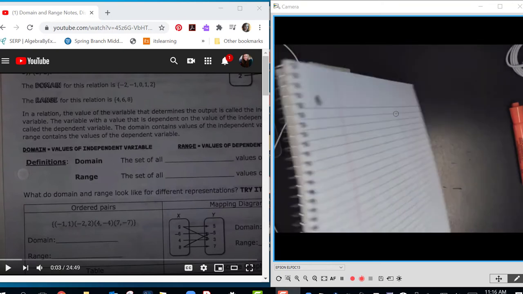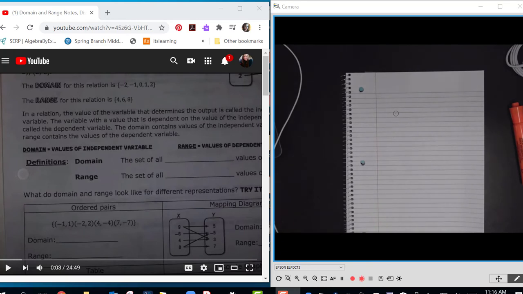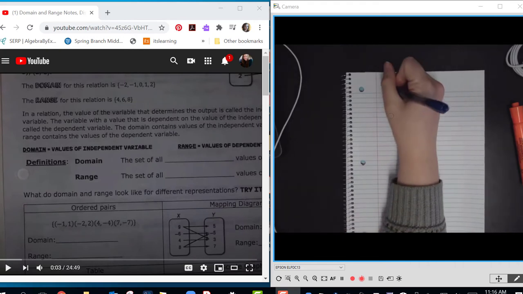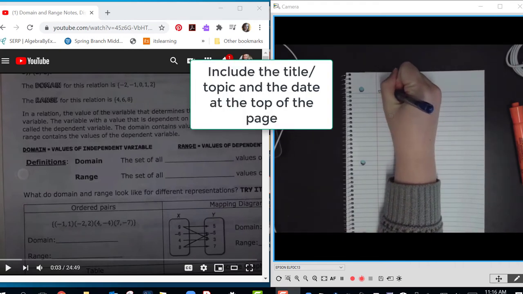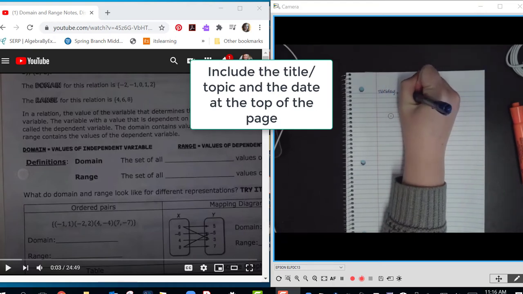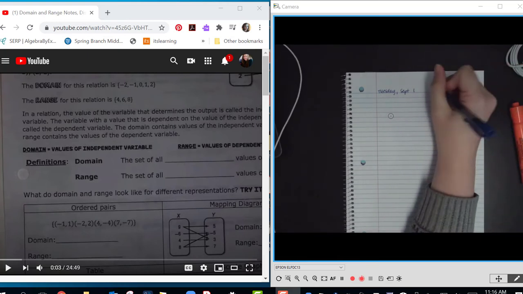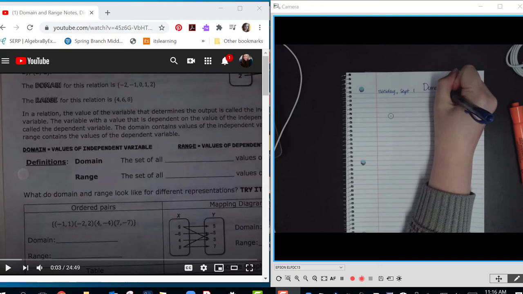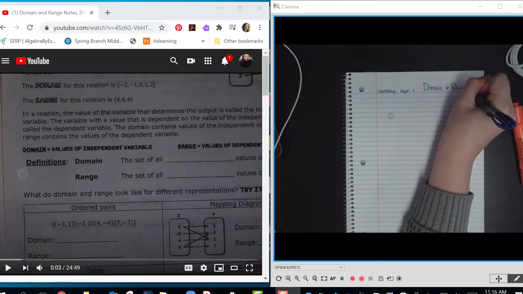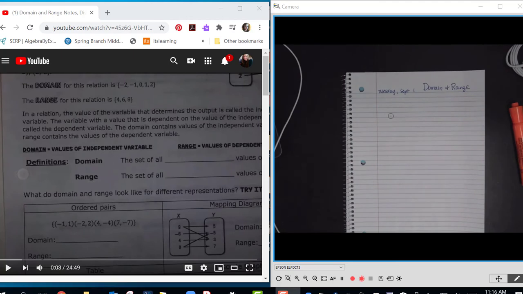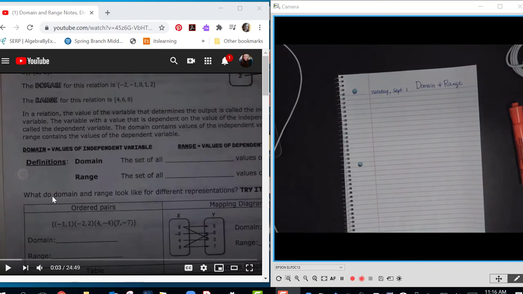For the purpose of this demonstration, I'm going to be using the left side of the screen, which is the notes that you would be taking on Tuesday, September 1st. So make sure you date your notes and give them a title. So the title of that day is Domain and Range. So we'll be watching the video. This is a video recording of Mrs. Cullum's class giving these notes. So same notes, and we're going to translate that into virtual learning, taking notes on a piece of paper.